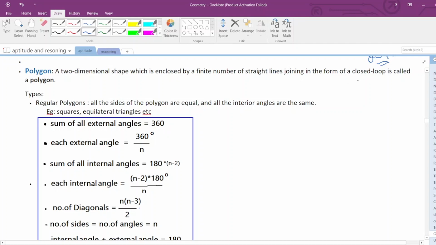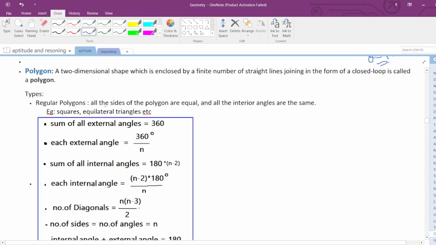If you consider any two-dimensional figures, this is a triangle. There are three lines joining in the form of a closed loop. In the same way, square, rhombus, trapezium. If you consider any two-dimensional figure in a closed loop, we call it a polygon. How many types are there? There are many types: regular polygon, irregular, convex, concave, etc. We'll talk about the regular polygon.